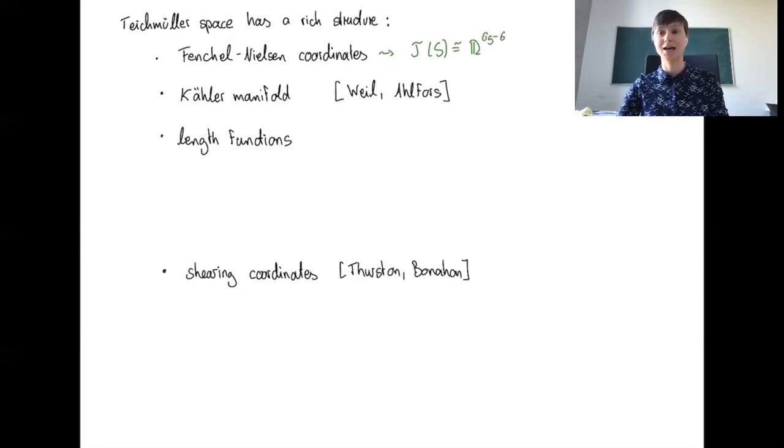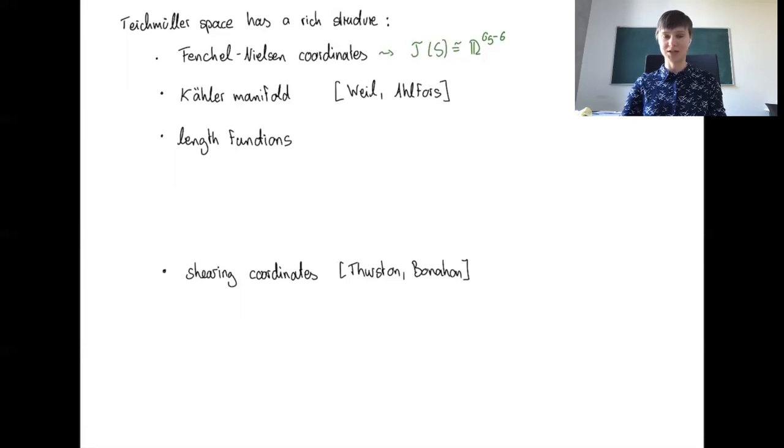Teichmüller space is a Kähler manifold, meaning it has a Riemannian structure as well as a complex structure and a symplectic structure. And these structures are all compatible. And this was shown by Weil and Petersson.